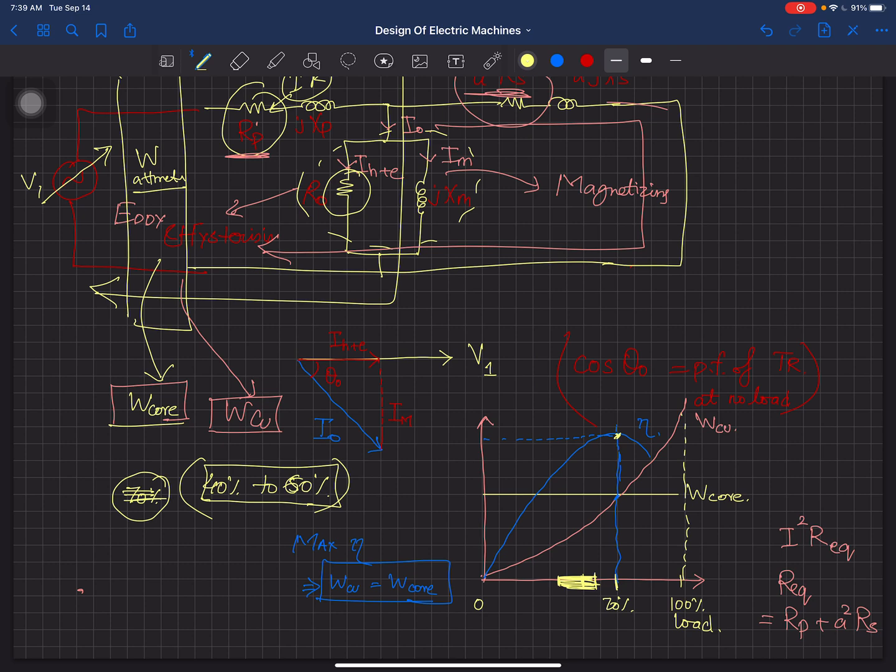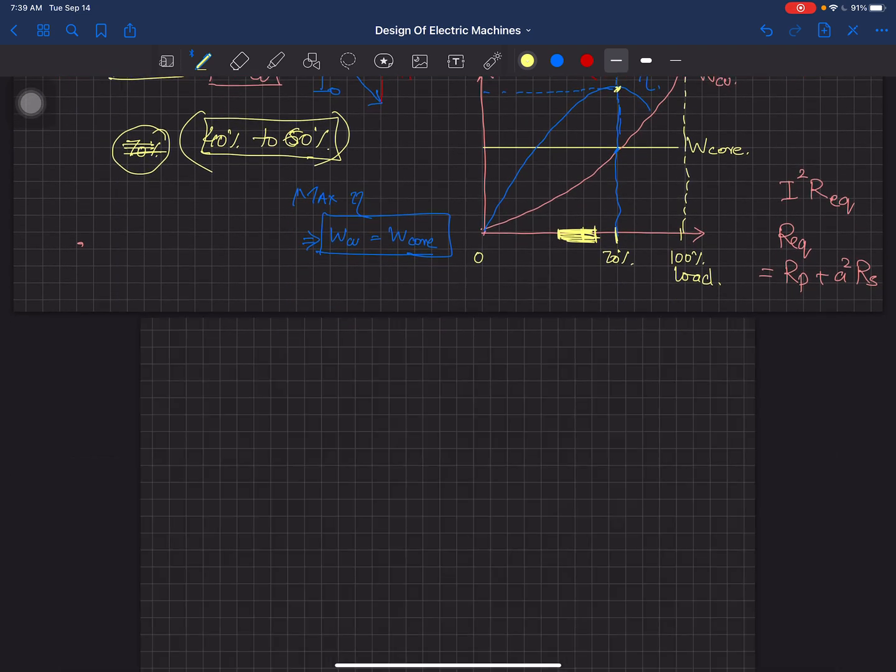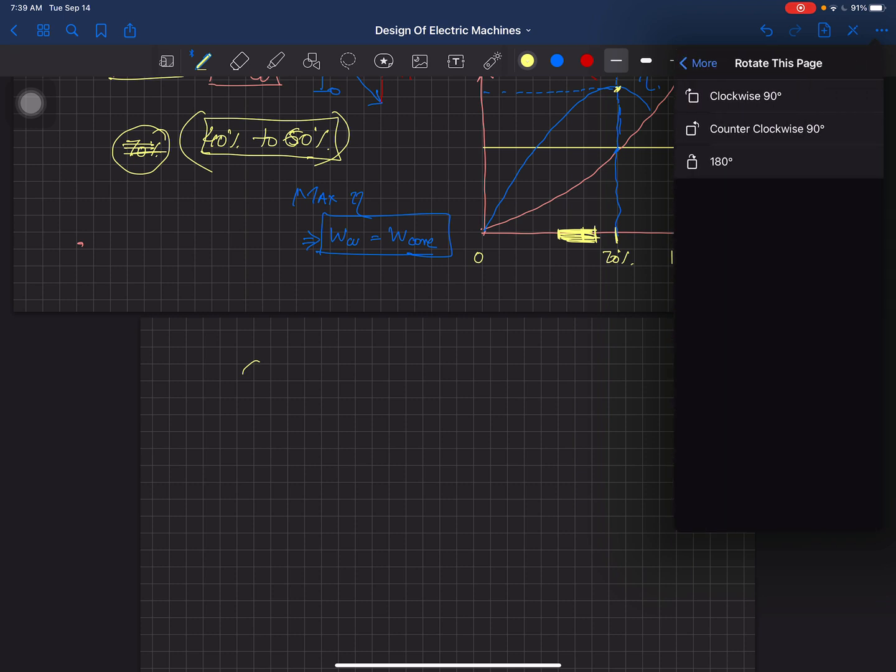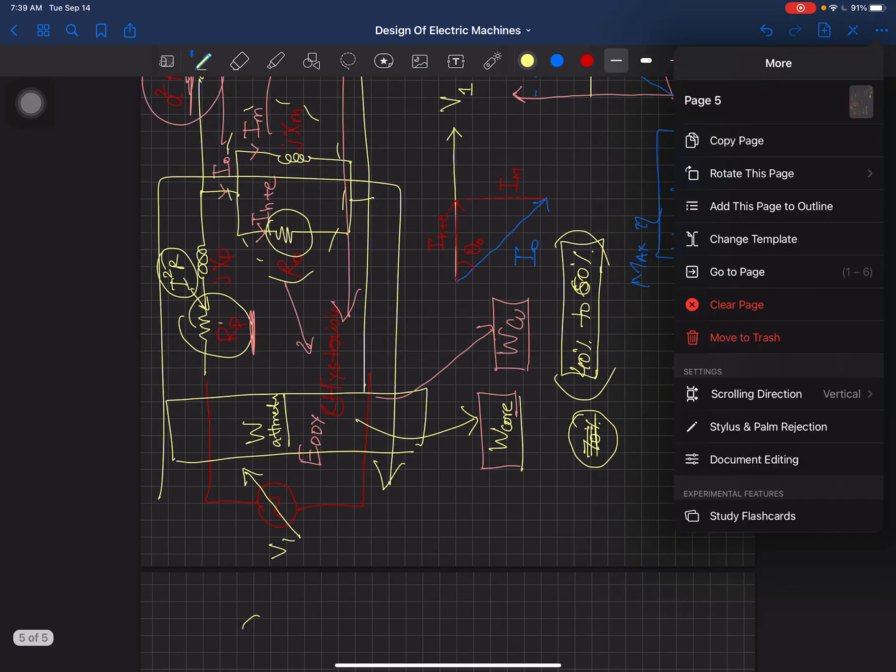So this is a little bit, go through this one on the transformer part over there, and just a few more questions remaining, and then okay, sorry.